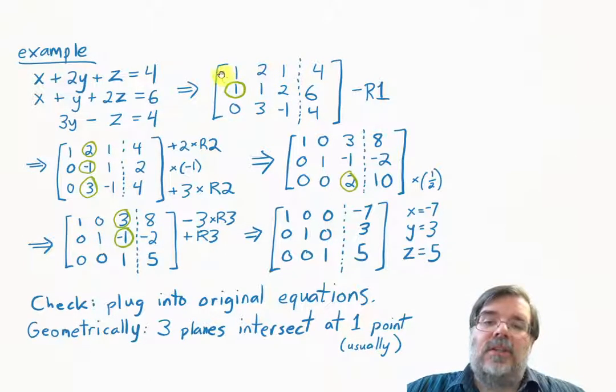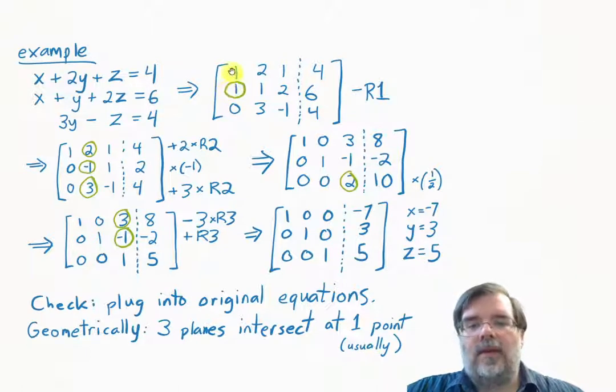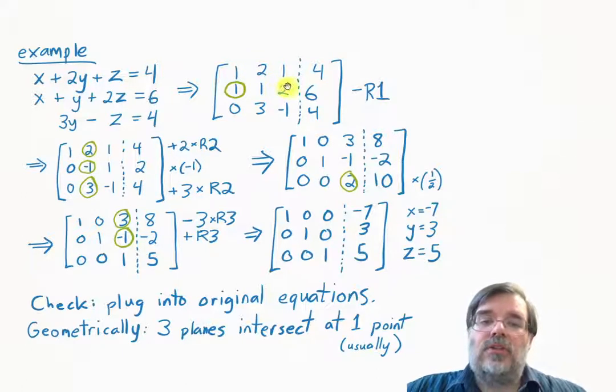So in this case, we can subtract the numbers in row 1 from row 2. So we'll do row 2 minus numbers in row 1. 1 minus 1 is 0. 1 minus 2 is negative 1. 2 minus 1 is 1. And 6 minus 4 is 2.